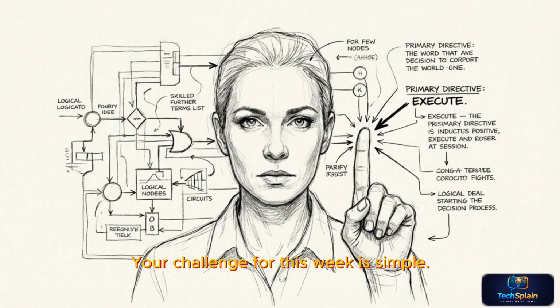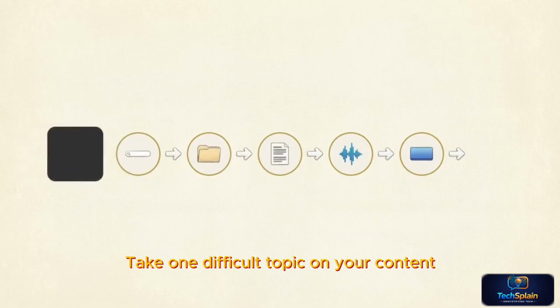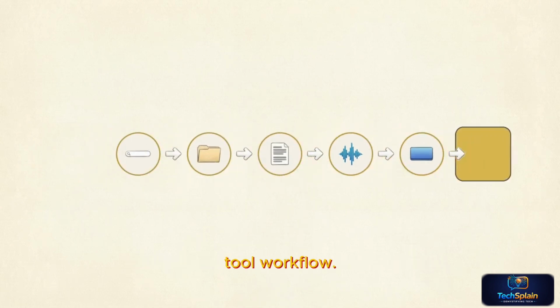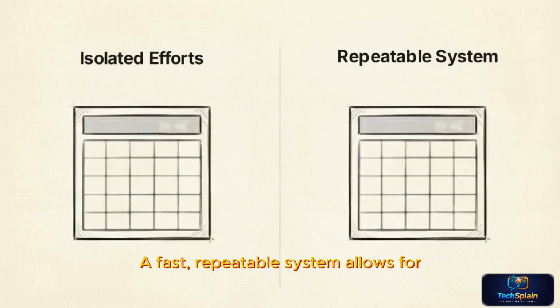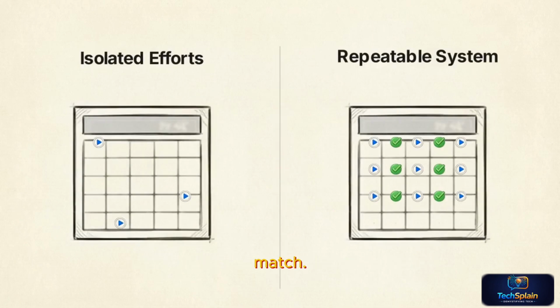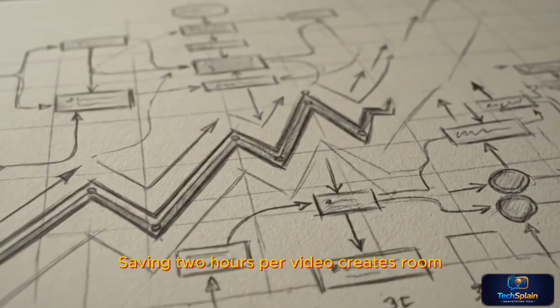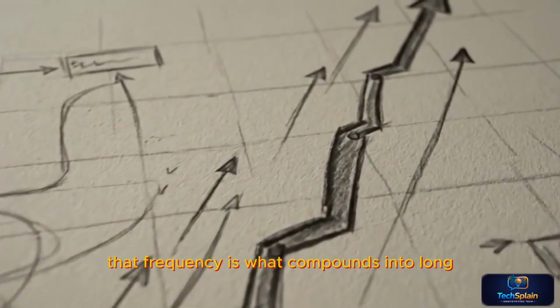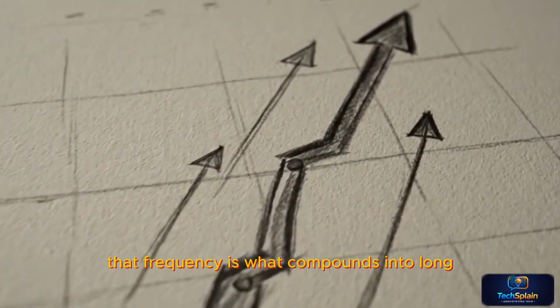Your challenge for this week is simple. Take 1 difficult topic on your content list and run it through this exact 5-tool workflow. A fast, repeatable system allows for consistency that isolated efforts cannot match. Saving 2 hours per video creates room for more frequent uploads, and on YouTube, that frequency is what compounds into long-term growth.